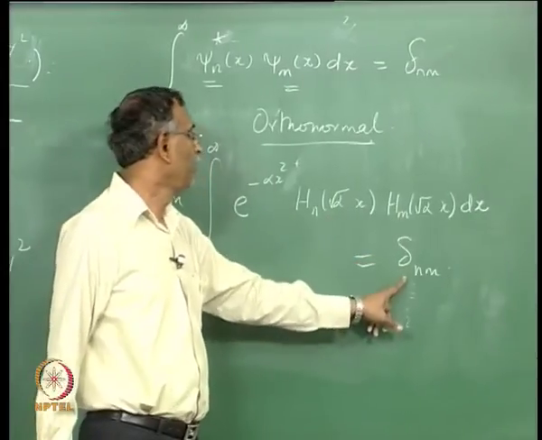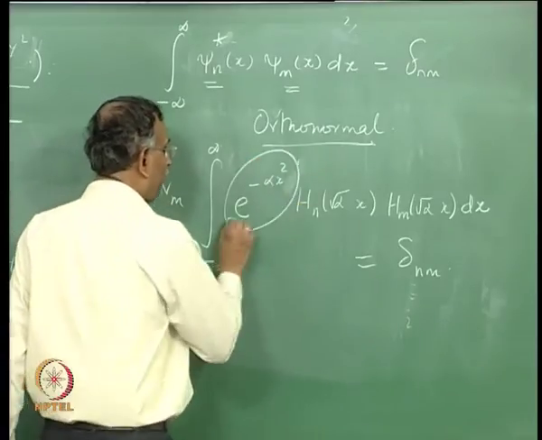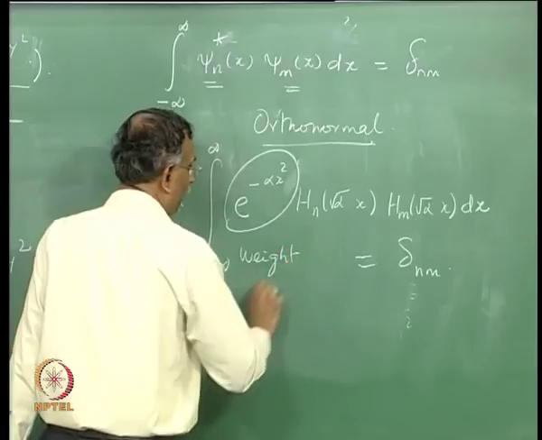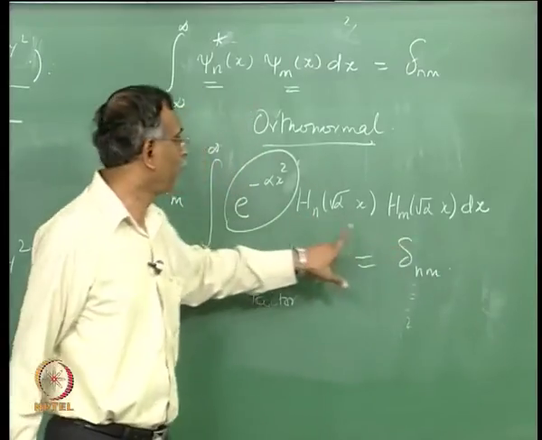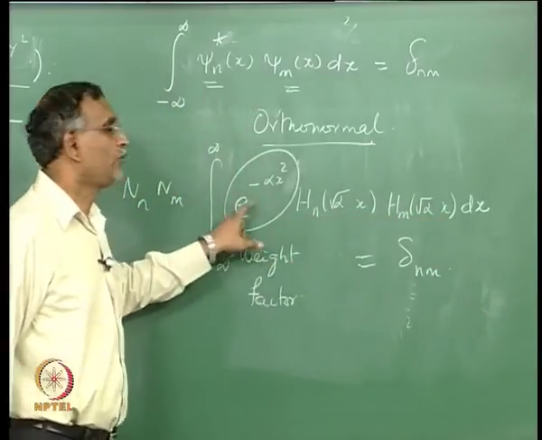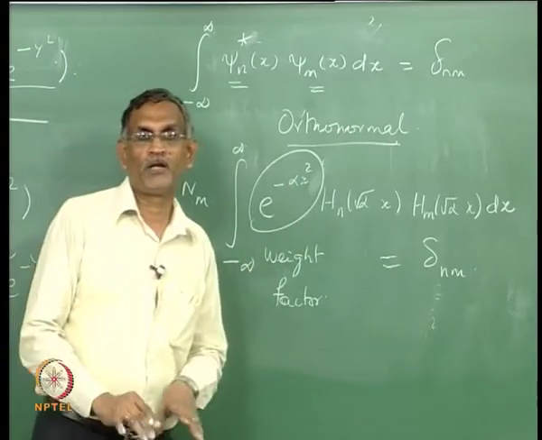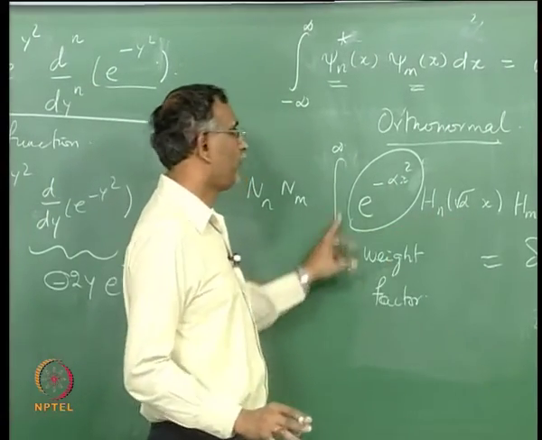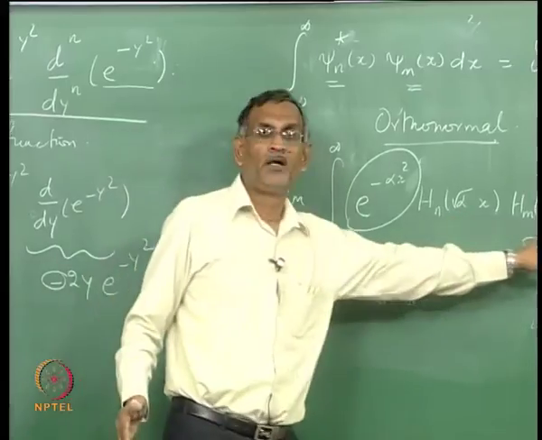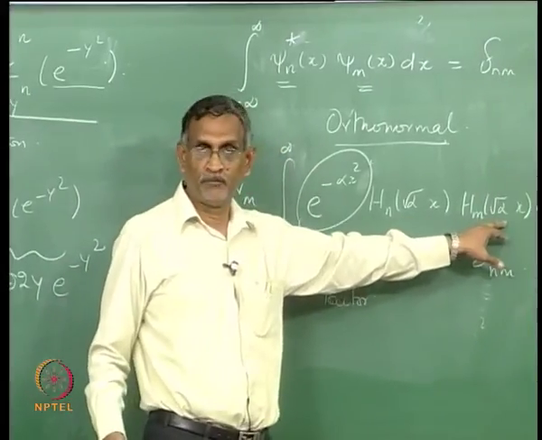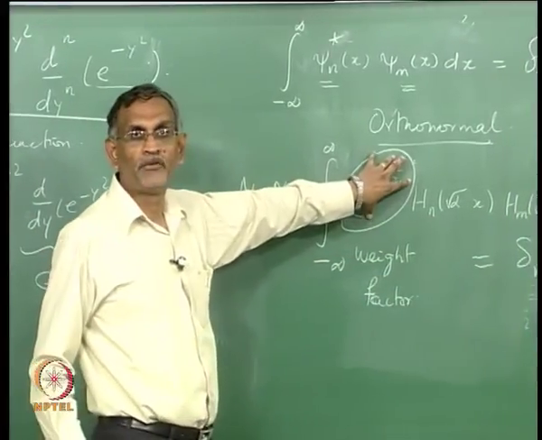When n and m are the same, there's going to be one, given these normalization constants, and this is known as the weight factor in numerical calculations, numerical integrals. Okay, the weight factor weights the Hermite polynomials for different values of x according to the e to the minus alpha x squared. Alpha is a constant associated with the problem. The moment you choose a harmonic oscillator, alpha is fixed. The x goes from minus infinity to plus infinity. The exponential minus alpha x squared contributes different values to the Hermite function at different points of x. And therefore, if you have to do this integral numerically, this function comes in as a weight function.